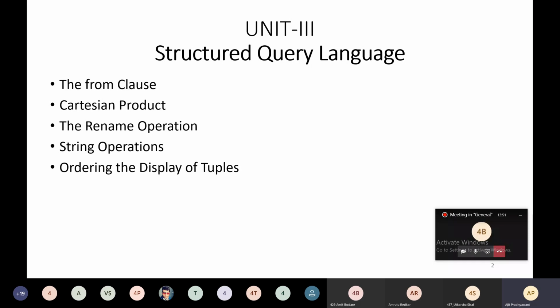Then we are going to learn ordering the display of tuples. Then we are going to learn more about the different predicates in the where clause. You can use different predicates in the where clause that we are going to see. At the end, I will give some time for a question answer session.